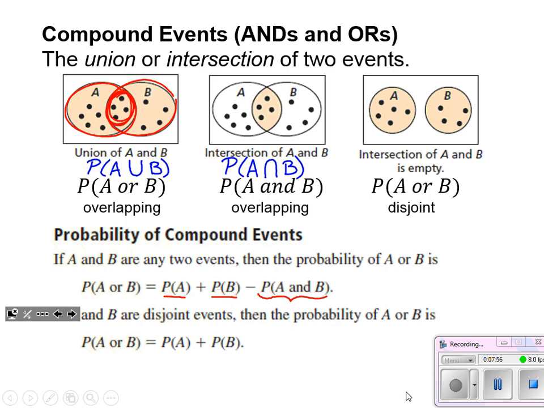Fortunately though, if A and B are disjoint events, then the probability of A or B is simply adding up A and B, their probabilities respectively, because there is no overlapping portion. Main thing to take away is that or means add.